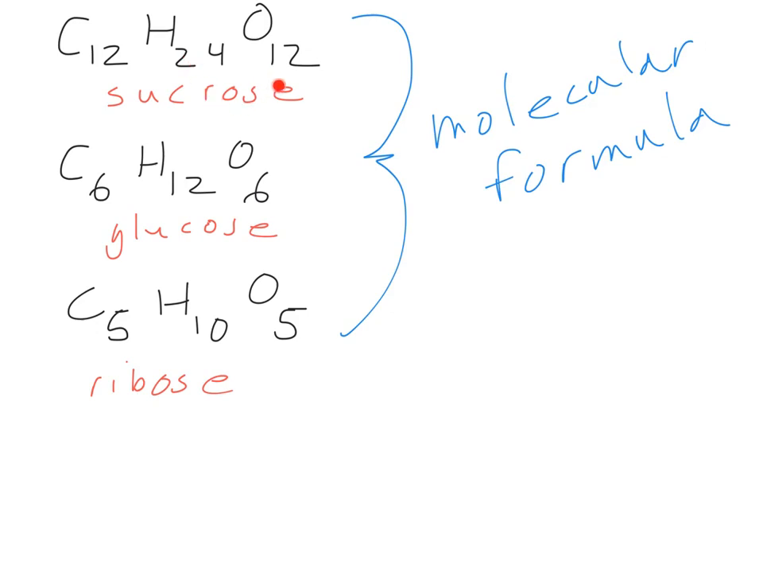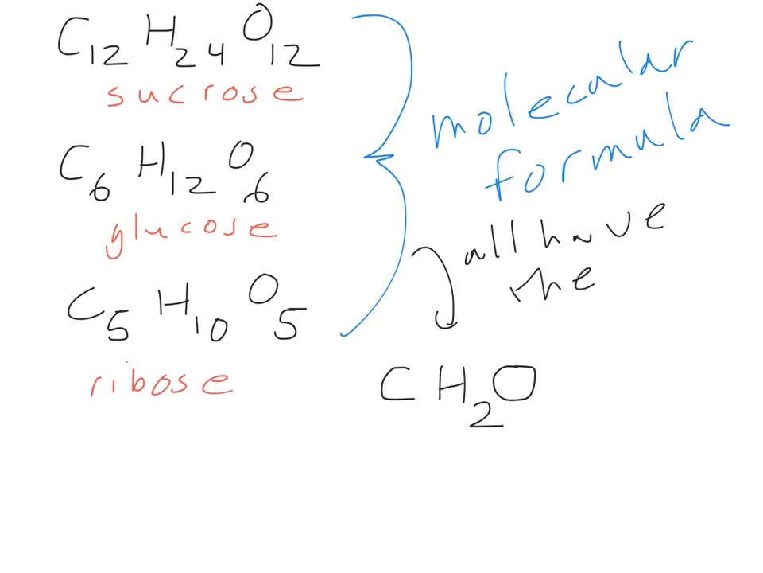24 to 12 is 2 to 1. 12 to 6 is 2 to 1. Hydrogen to oxygen, 10 to 5, is 2 to 1. What you'll notice is that all three of these compounds have a ratio of 1 carbon to every 2 hydrogens to every 1 oxygen. All have the same ratio.